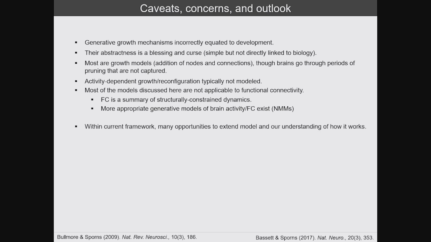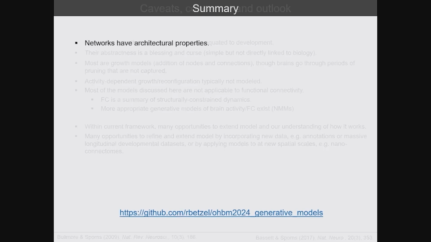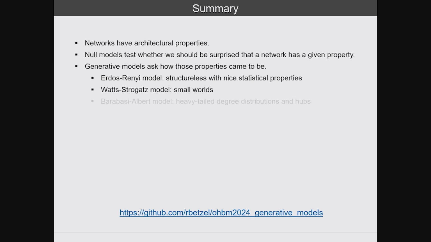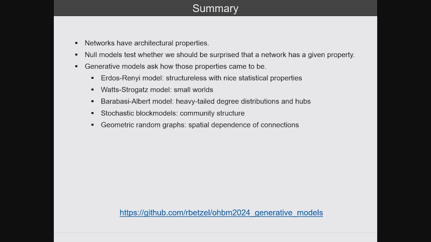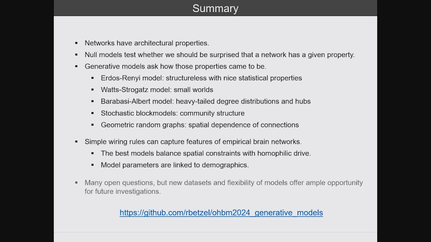There's lots of opportunities to extend this work. And as we have more data, annotations, developmental data sets that are longitudinal, or alternative spatial scales, finer spatial scales, generative models are just going to get better. Yep, and that's about it. These are things we already talked about. Networks have architectural properties. There's a bunch of old models that try to get at specific properties, but we need special models for brain networks that probably balance different wiring terms.